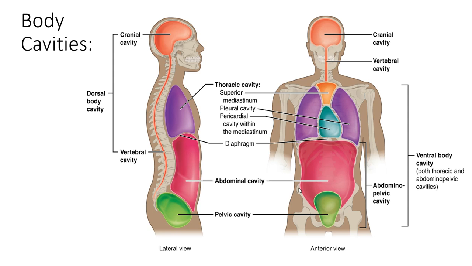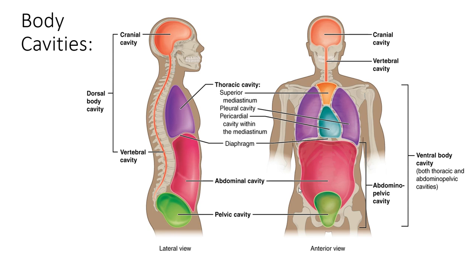Next, we have body cavities. Body cavities are cavities or regions within the body that hold specific components of our anatomy. We have our cranial cavity that holds the brain. We have our vertebral cavity that holds the spinal cord. And then the dorsal body cavity is composed of both the cranial and vertebral cavities. You have your ventral body cavity that is composed of both the thoracic and the abdominopelvic cavities.